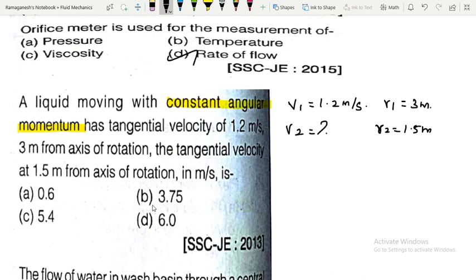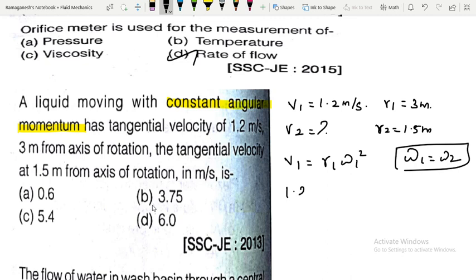Since we take constant angular momentum, I am going to use the r omega square formula. First calculate omega square, because the angular momentum is the same, so the omega value is the same. Omega 1 equals omega 2. Here v1 is 1.2 and r1 is 3. Calculating omega 1 square, we get 0.4. So 0.4 is your omega 1 square.